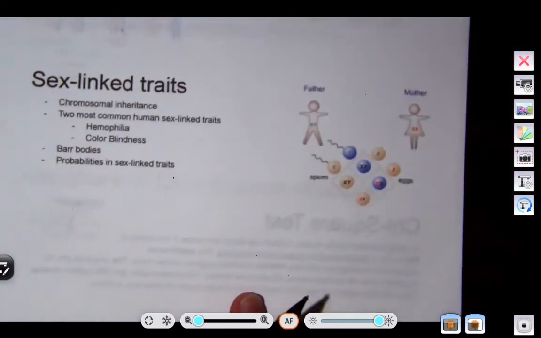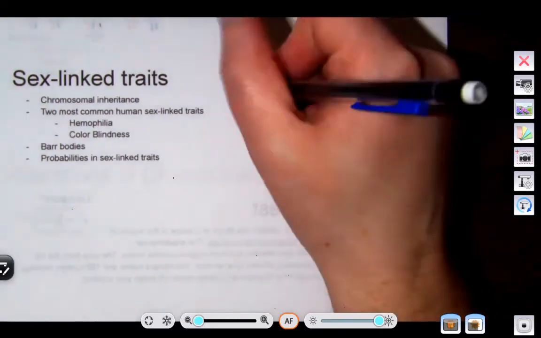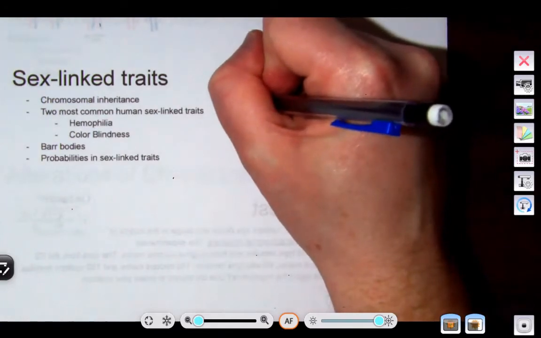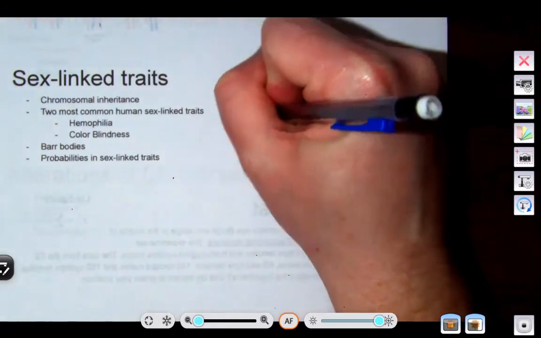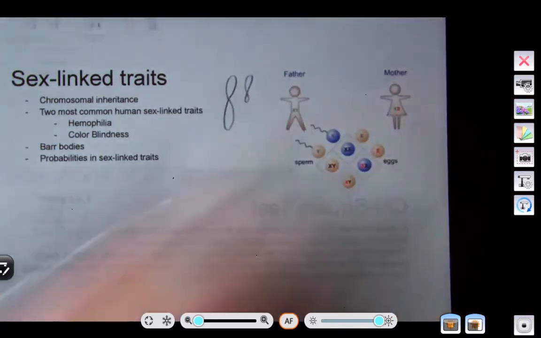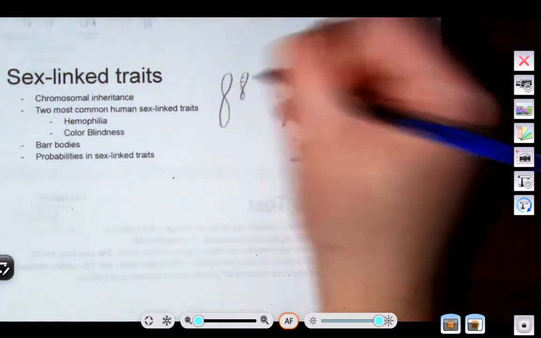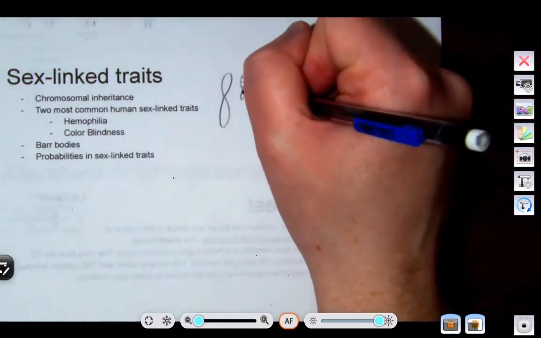For sex-linked traits, everything changes just a little bit. So instead of being on the other chromosomes, what we call the autosomal chromosomes, we are now on the sex-linked chromosomes. Now you have to remember a couple of things about the sex-linked chromosomes. If you have an X, it's a nice big chromosome, and the Y is a little chromosome. And because of that, there's only a few genes on the Y chromosome.